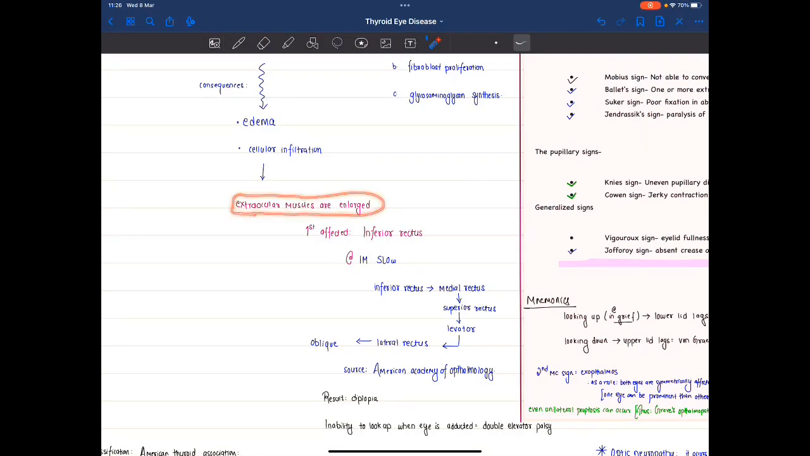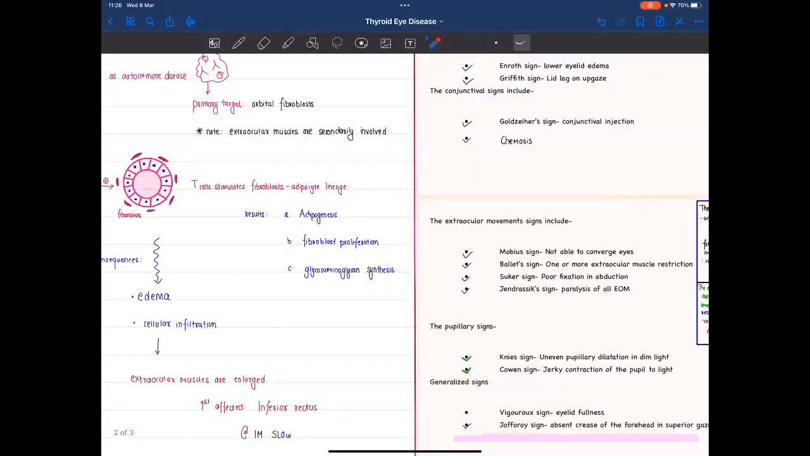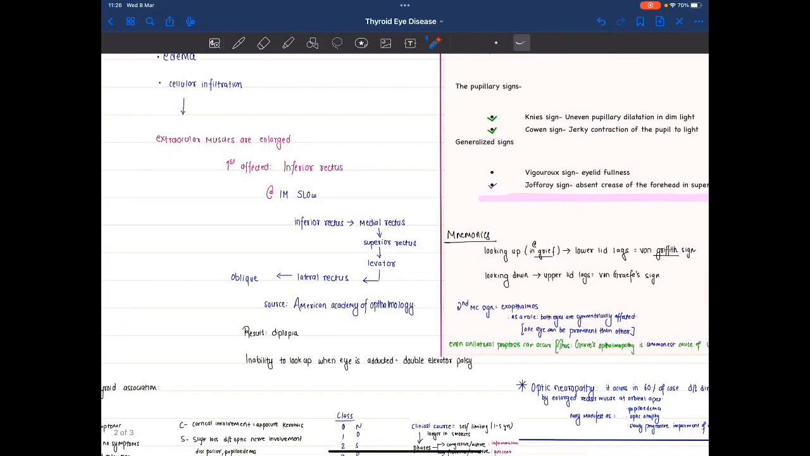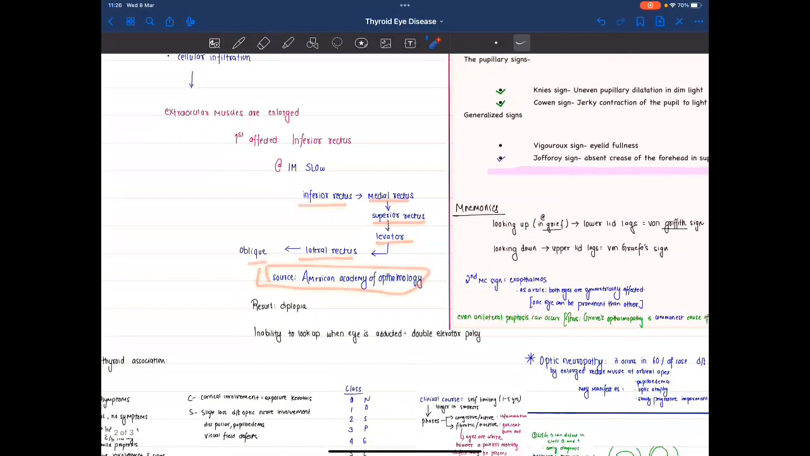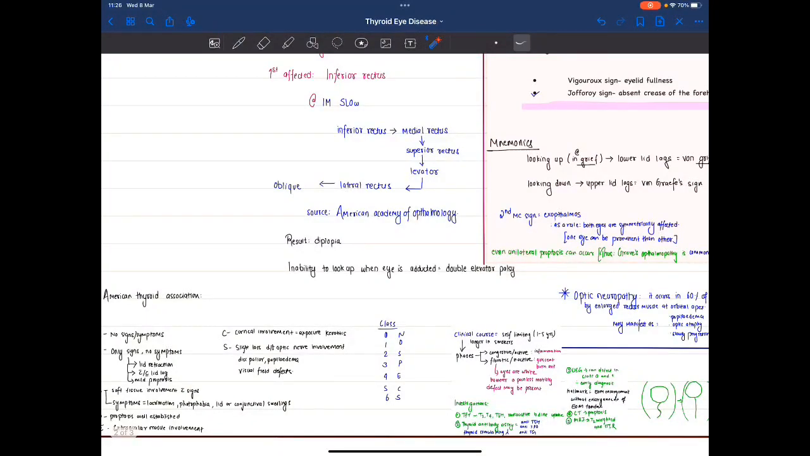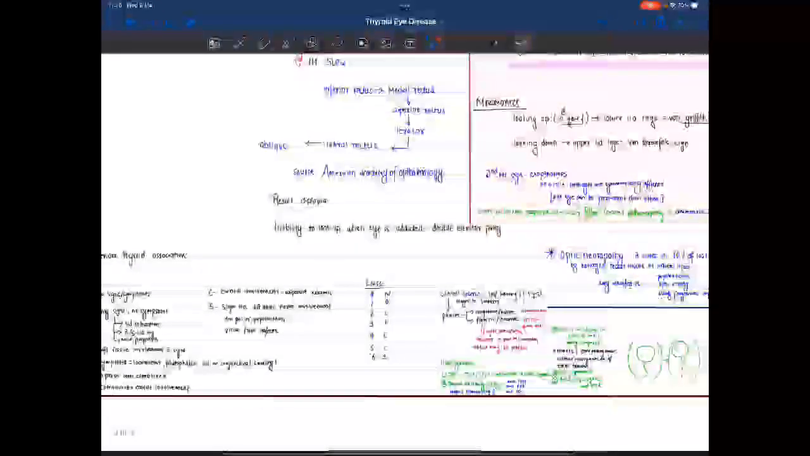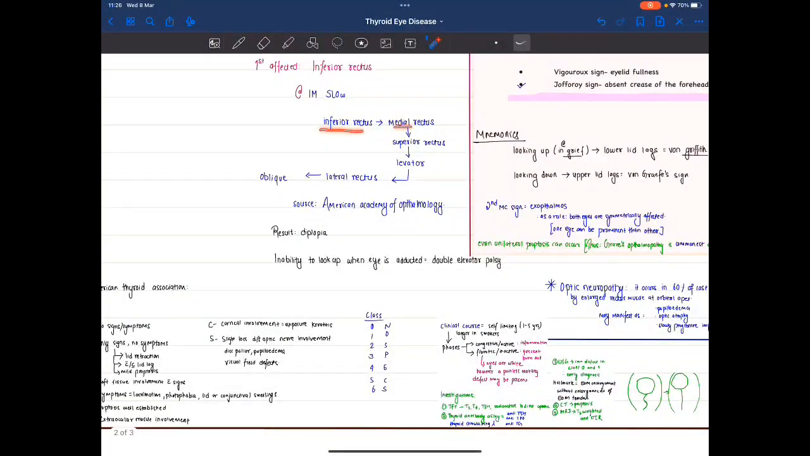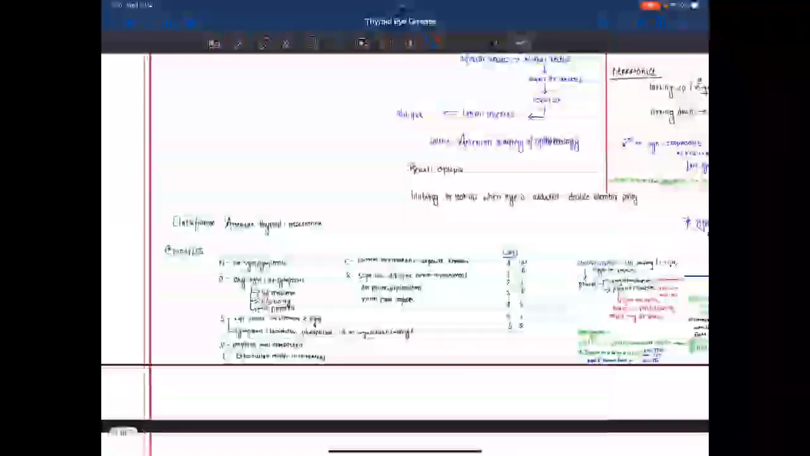So this is secondary. First is orbital fibroblast, and the first affected muscle is the inferior rectus muscle. There is a mnemonic, I am slow: inferior rectus, medial rectus, superior rectus, levator, lateral rectus, and oblique. The source is the American Academy of Ophthalmology. Due to this, there is diplopia. Inability to look up when the eye is adducted means inferior rectus and medial rectus are involved. Inability to look up when the eye is adducted is known as double elevator palsy.